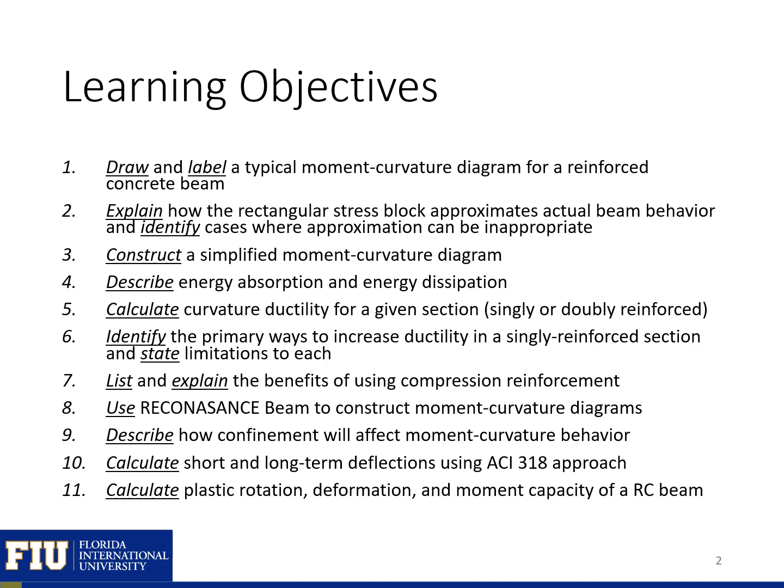a given section, either singly or doubly reinforced, identify the primary ways to increase ductility in a singly reinforced section and state limitations to each, list and explain the benefits of using compression reinforcement, use Response beam, a software, or an Excel sheet based software to construct moment curvature diagrams, describe how confinement will affect moment curvature behavior, calculate short and long-term deflections using ACI 318, calculate plastic rotations, deformations, and moment capacities of a reinforced concrete beam.